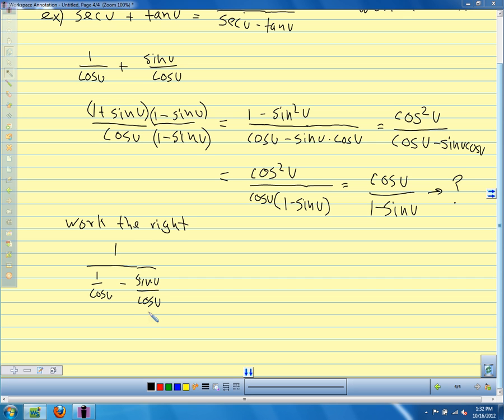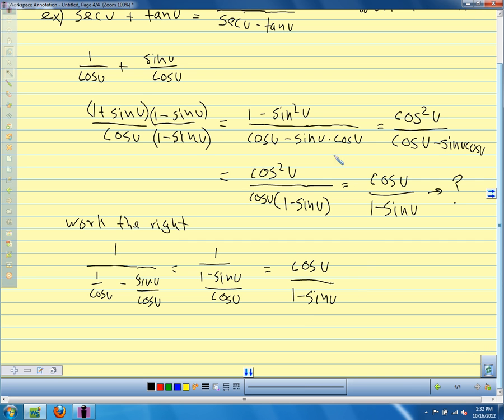So what do we do from here? This is 1 over 1 minus sine u over cosine u. Oh look, we end up at the same place that we ended up before. 1 over 1 minus sine u over cosine u is cosine u over 1 minus sine u. So we ended up at the same place. So now we need to keep going from here.